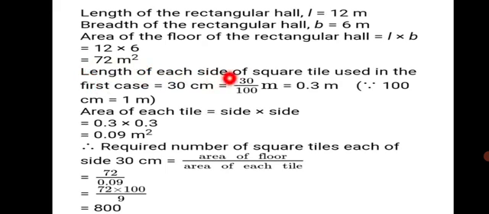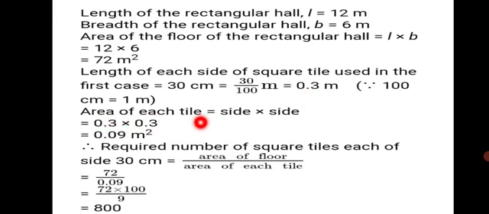Now the length of each side of the square tile used in the first case is 30 centimeter. We have to convert it into meters since the area is in meters. So 1 meter is 100 centimeter. So 30 centimeter upon 100 gives us 30 upon 100 meters, which is equal to, the point shifts two decimal places, so 0.3 meter. So 0.3 meter is the side of the square tile in the first case.